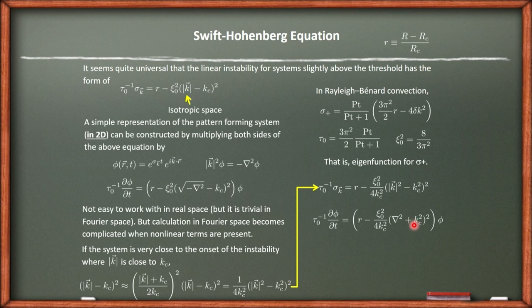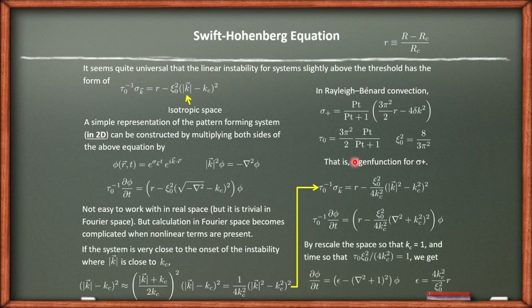But you can see here the system is going to prefer the wave number that's equal to kc. When phi has this form with a certain wave number k, the system is going to select the magnitude of k equal to kc, because that's going to minimize this square, so if this is zero, that mode is going to have the maximum growth rate, because the growth rate is going to equal r. Okay, so we can rescale the space and time again. In the end, you can get something like this.